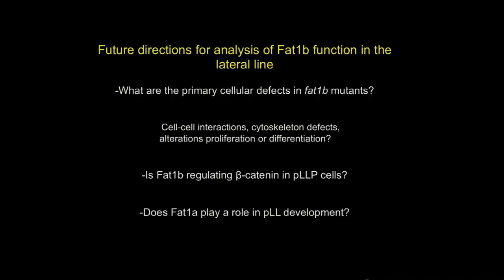So for my future work, I would like to know specifically what is the role of FAT1B in mediating cellular behavior during collective cell migration. Is it causing cell-cell interactions, altering Wnt signaling, altering the cytoskeleton during cellular migration, or interacting specifically with the Wnt signaling pathway? And does FAT1A play a role in lateral line development and collective cell migration?